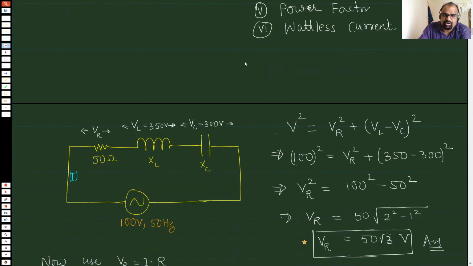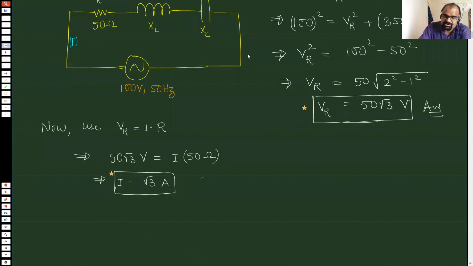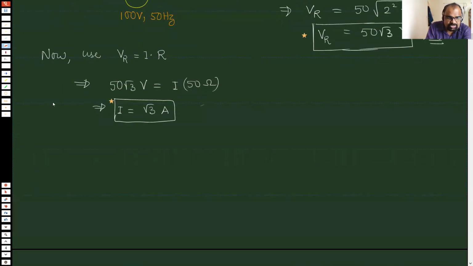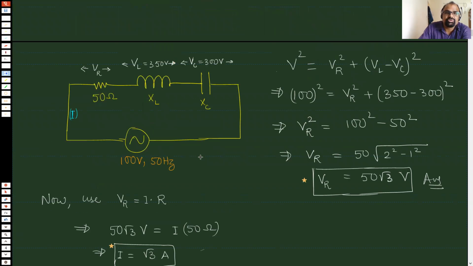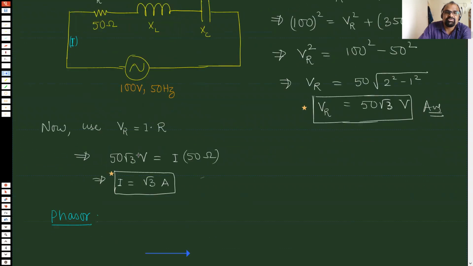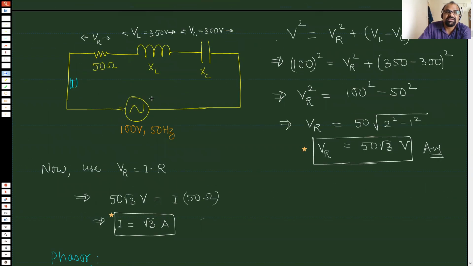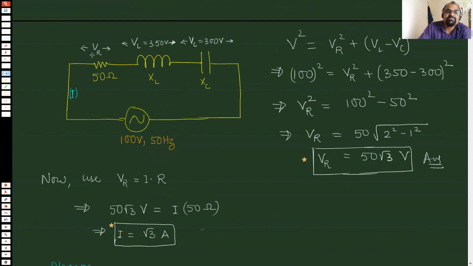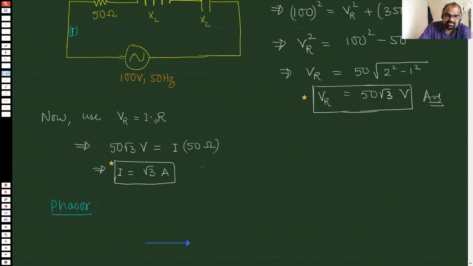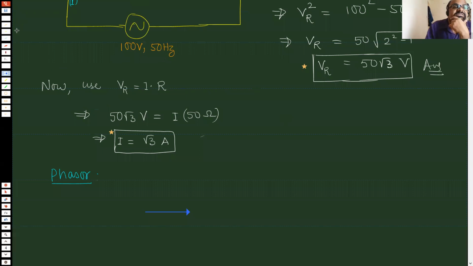So now it's time to draw the phasor diagram. When we draw a phasor diagram, the first phasor we draw is always the current phasor. So this is the first phasor. Then we draw the VR phasor. I don't have to copy this because I can always see here. VR phasor is in the same direction as the current phasor.